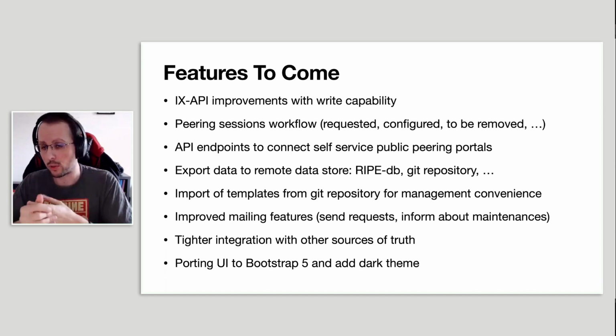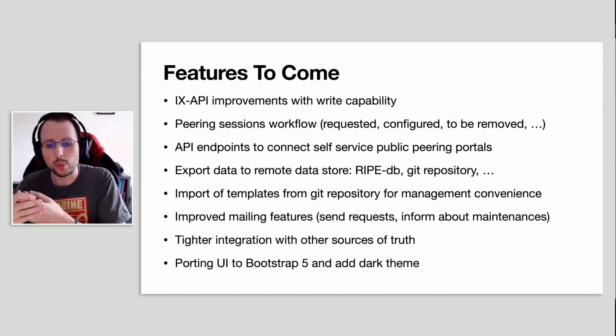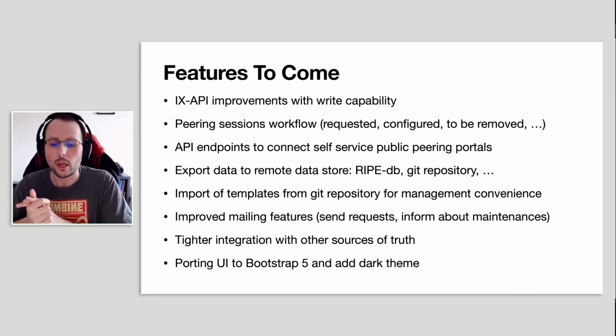There is a mailing feature included in Peering Manager to send peering requests, and mostly to send peering requests or maintenance information to your peers. We'd like to improve that feature to have a more complex workflow that is more integrated into the life cycle of a session. Like when a session goes down, an email is automatically sent to the peer the session is set up with, so that you can inform that peer that the session is going down. Something might be wrong. Can you check on your end?